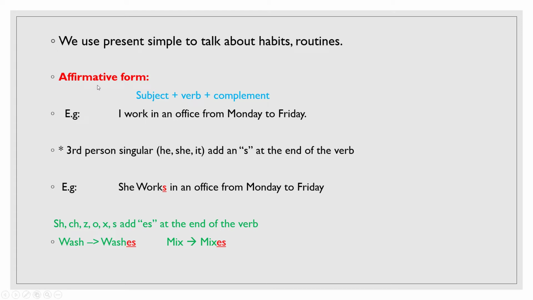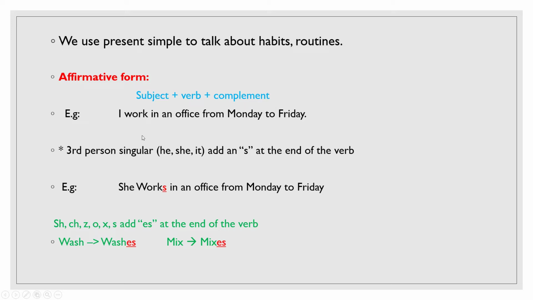You have to follow the next structure. Subject first, the verb, and then the complement. Remember that the subject can be the name of a person, an animal, or a pronoun. Look at the example. I work in an office from Monday to Friday. I is the subject, work is the verb, and in an office from Monday to Friday is the complement.